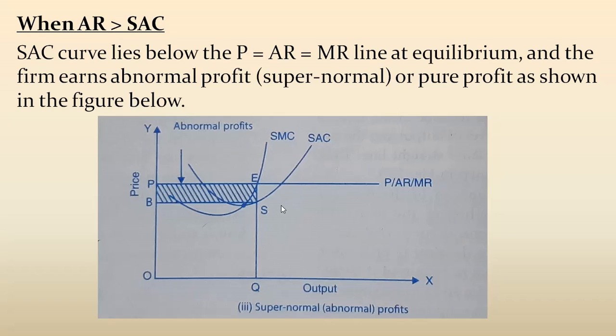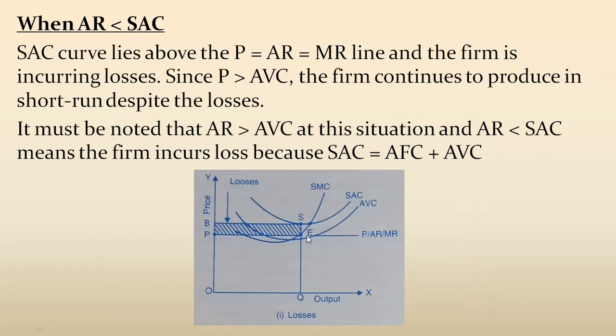If the point of intersection of SMC and SAC is lying below the equilibrium, it is the situation of supernormal profit or abnormal profit. But if this point of intersection between SAC and SMC is lying above the equilibrium, you can see it out here, this is the point of SMC and SAC, lying above the equilibrium. This line is the line of equilibrium, isn't it? So if it is lying above the line of equilibrium, it means the firm is incurring a loss. It is the condition of loss.